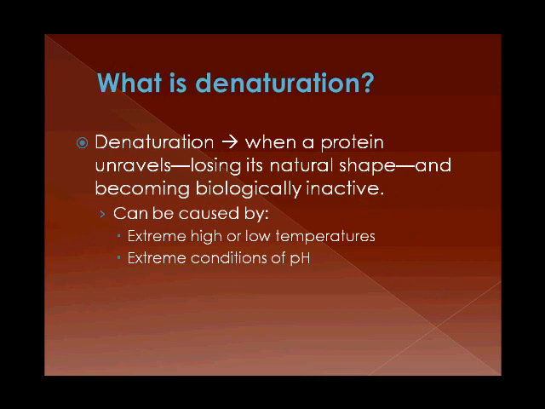So what's denaturation? Denaturation is simply when a protein unravels, which means it loses its natural shape and becomes biologically inactive. I mentioned it earlier, and it can be caused by extreme high or low temperatures. Like if your body has a really high fever, then that's part of why your body processes kind of start to shut down, or by extreme conditions of pH.